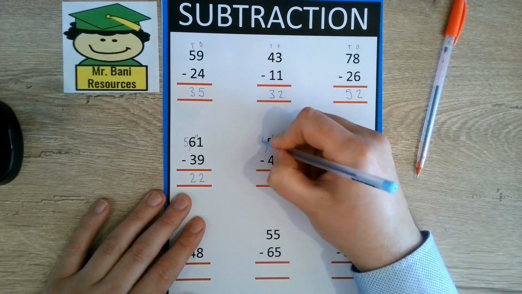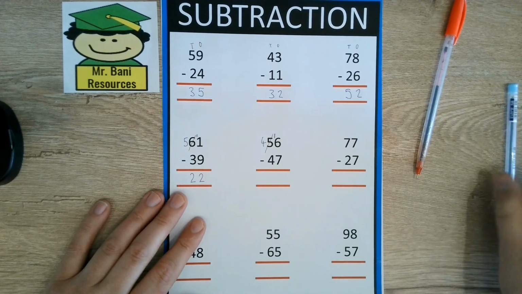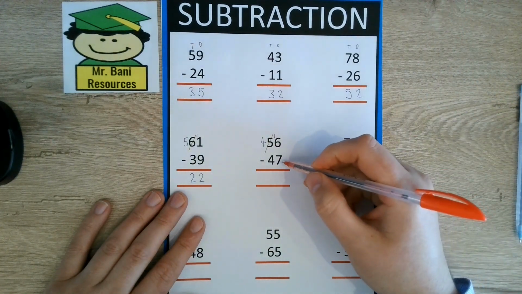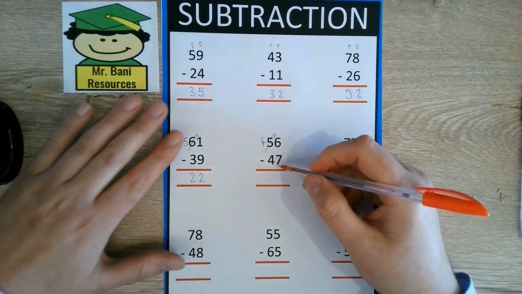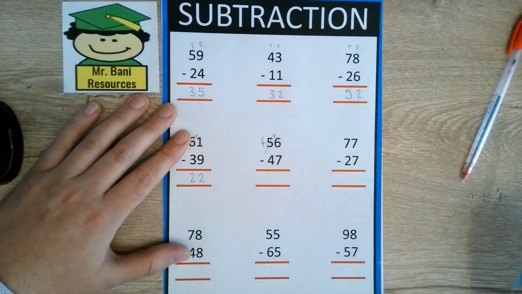Let's make it a 4, and put my 10 there. What's my new number now? 16. And what am I taking from 16? 7. Well done. So, good.